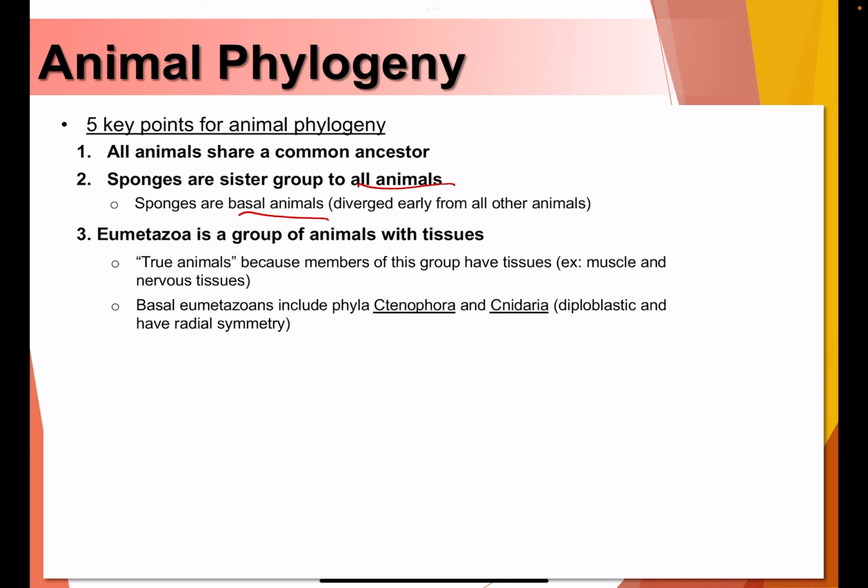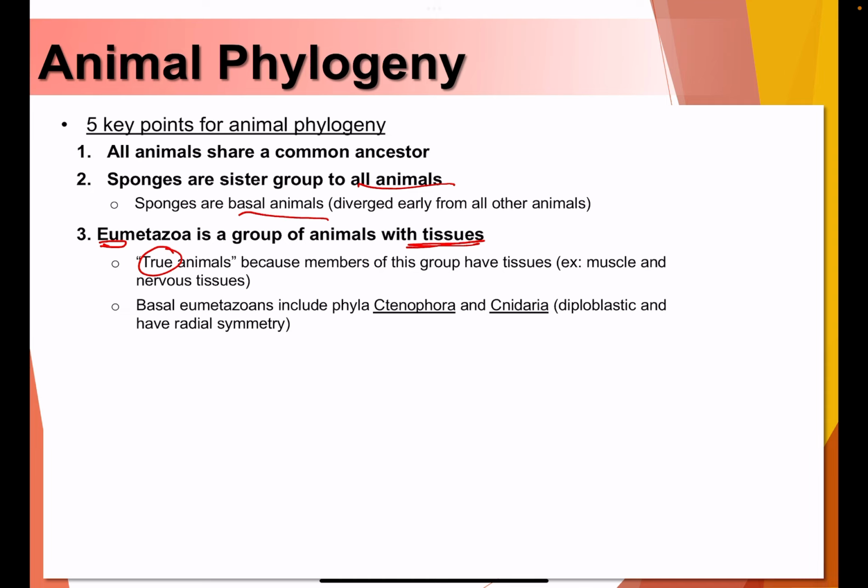Third, Eumetazoa is a group of animals with tissues. That's why it's called Eumetazoa: eu usually means true, like eudicots, and metazoa represents animals. That's why back when we talked about dicots, we were talking about eudicots, true dicots.